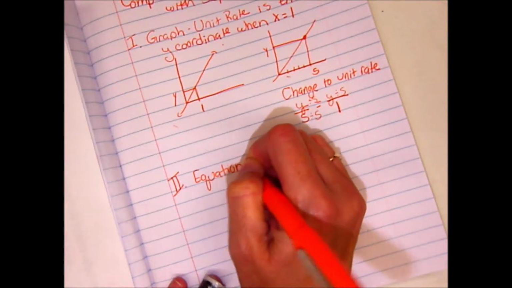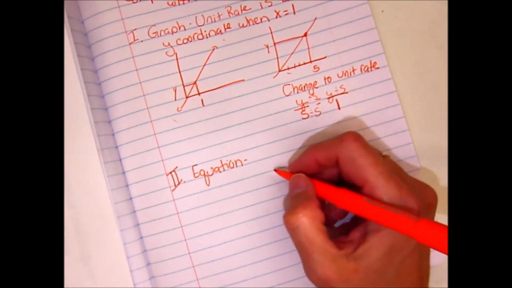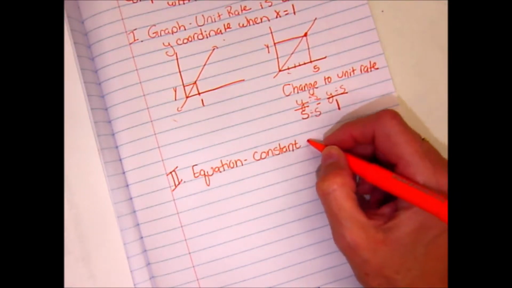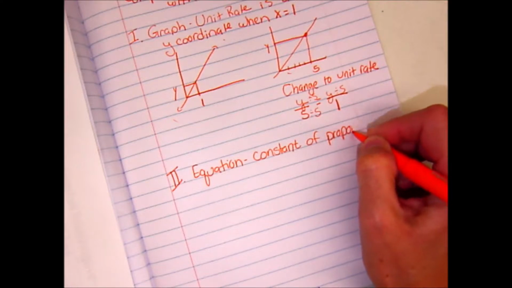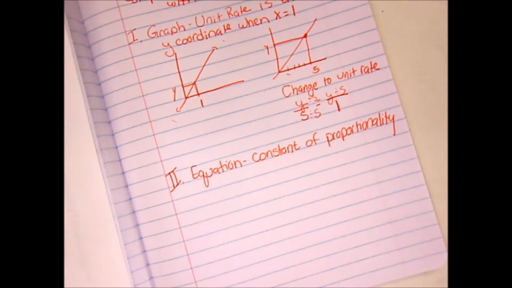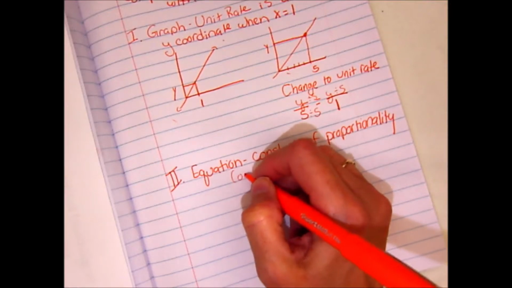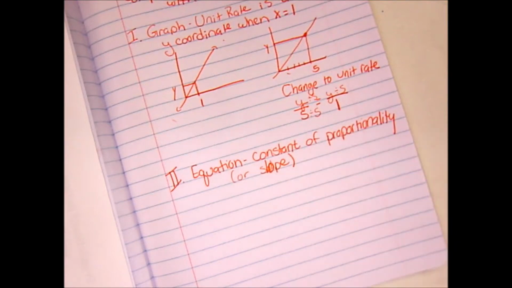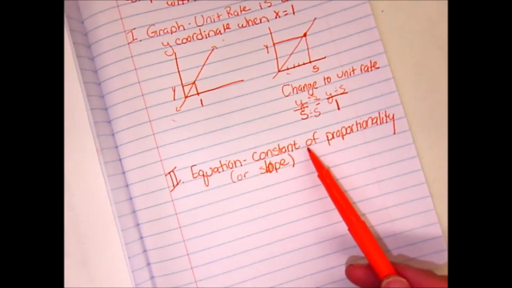If we have an equation and we're looking for that unit rate, we are looking for that constant of proportionality that we talked about last year. And remember, we're talking about proportional relationships here. So in an equation, that constant of proportionality is also a form of slope. We're introducing that word slope when we're talking about constant of proportionality. Slope is the same thing for that.